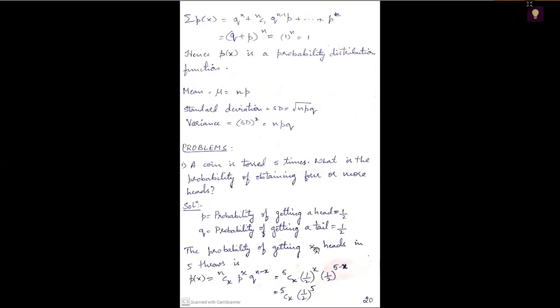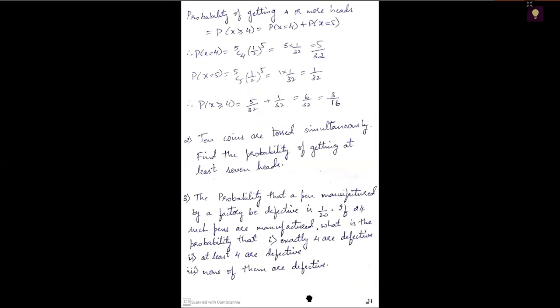So probability of getting X heads in 5 throws is given as P of X, that is equal to nCx p to the power x q to the power n minus x. Now you substitute what is n, p and q. So we get this as 5Cx into (1/2) to the power x, (1/2) to the power 5 minus x. Since the bases are the same here, you can add the powers. So this will be 5Cx (1/2) to the power 5.